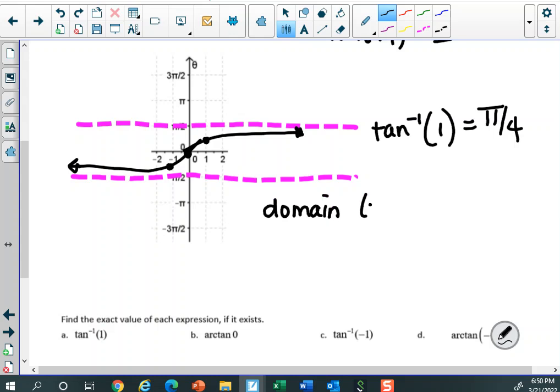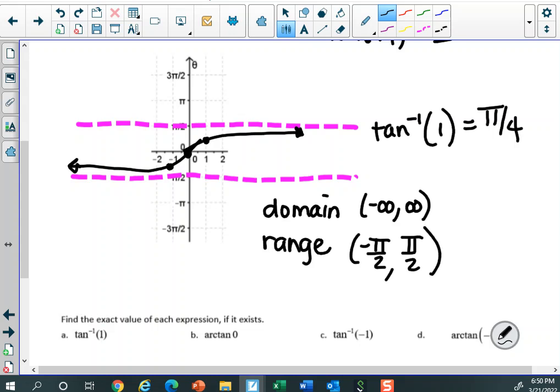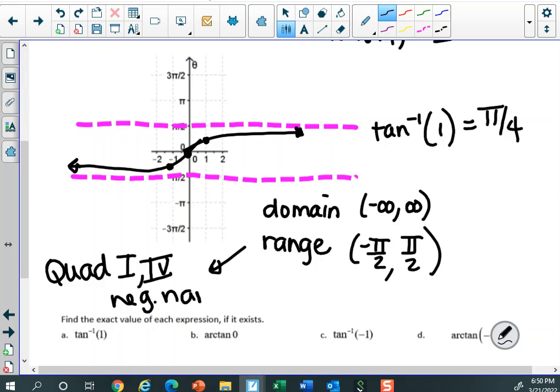Domain, negative infinity to infinity. Range, if it's just this one cycle, it's negative pi over 2 to pi over 2, not included, which means just like inverse sine, we go quadrants 1 and 4 for our answers, and we use the negative names in quadrant 4. That kind of makes it easy.